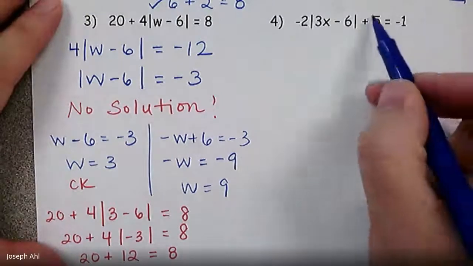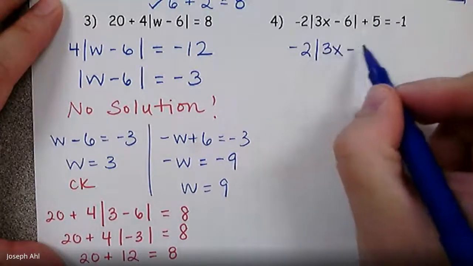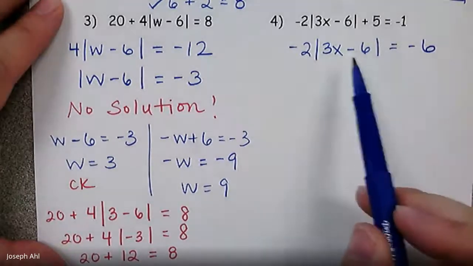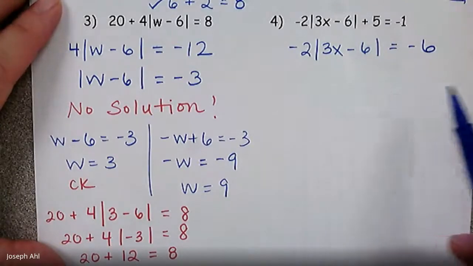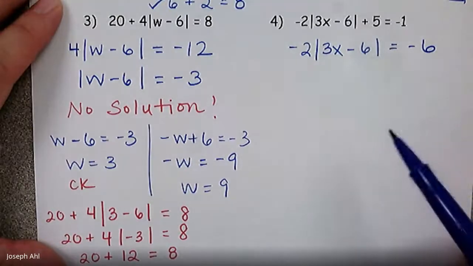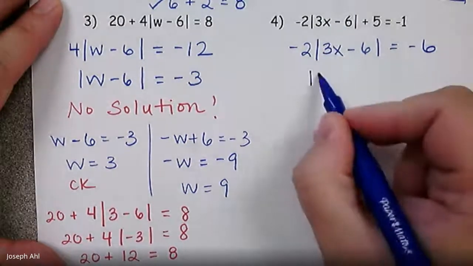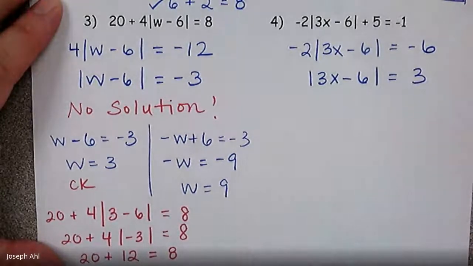All right, I'm going to start by subtracting 5 to the other side. So I get negative 2 absolute value of 3x minus 6 equals negative 6. And if I stop here and I'm like, oh, absolute value equals negative, that means no solution, I can't do that yet. The absolute value has to be completely isolated before you make that conclusion. So divide out the negative 2 on both sides, and what we'll see is that this will have solutions, because now I get absolute value of 3x minus 6 is equal to 3.